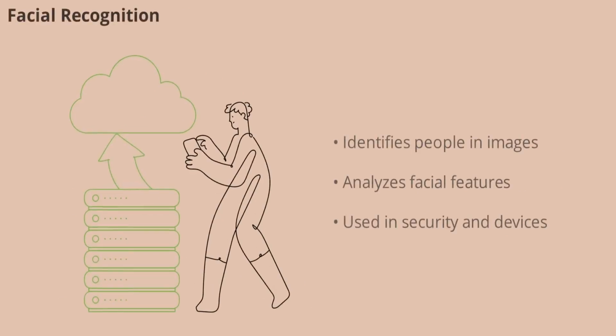Facial recognition systems use CNNs to identify people in photos or videos. The network analyzes facial features, such as the distance between eyes or the shape of the nose, to create a unique digital signature for each person. This technology is used in security, unlocking devices, and even organizing photos by person. Privacy and ethical concerns are important considerations in this field.